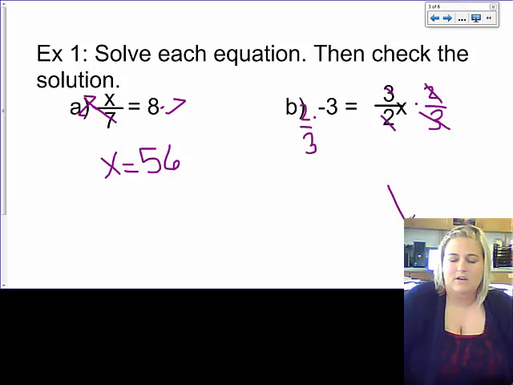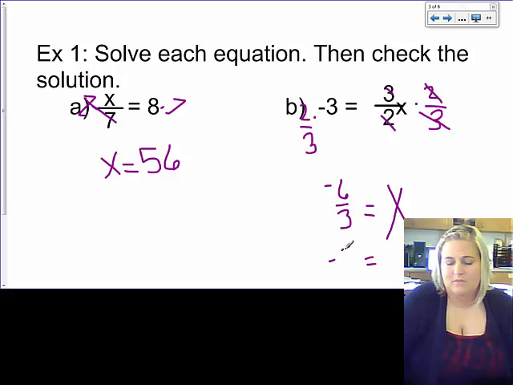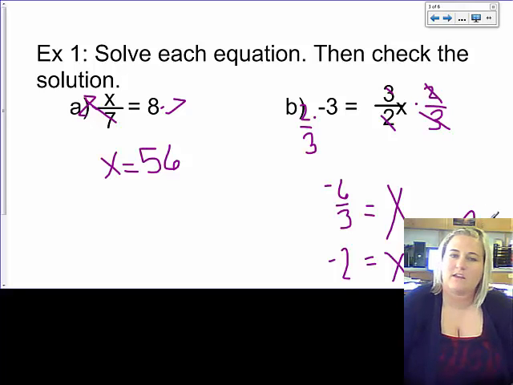My x comes straight down, equals, and then on this side I have 2 times negative 3, which gives me a negative 6, over 3, which reduces to negative 2. So negative 2 equals x, or we should really say it as x equals negative 2. But if you have negative 2 equals x, I'm absolutely going to take that because it means the same thing. What's on one side of the equal sign is equal to the other side, so I'm fine with that.